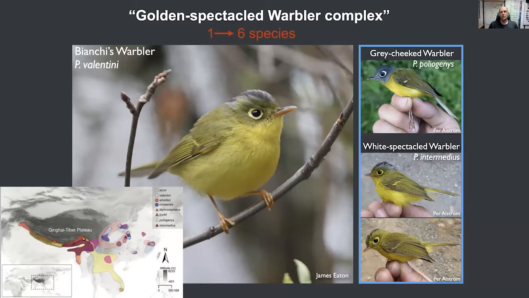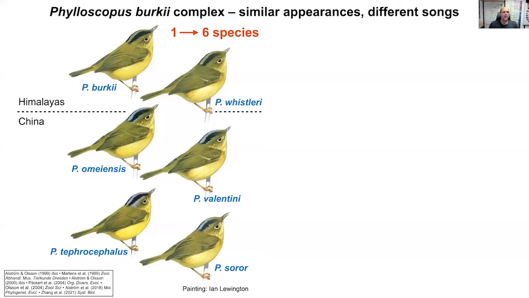So one of the interesting groups within the leaf warbler group is the so-called golden spectacled warbler. This was treated as a single species with a wide distribution across Eurasia, across the southern parts of Eurasia. And it has two closely related species in the same group, the gray-cheeked warbler and the white spectacled warbler. So this was treated as a single species, and we studied this for many years, together with several other groups of people also working on this.